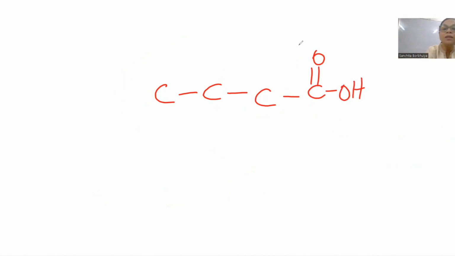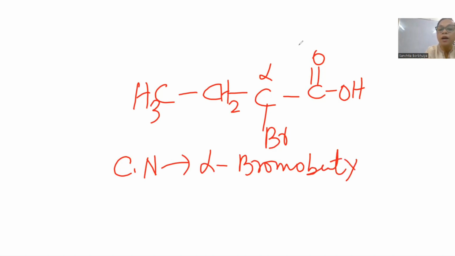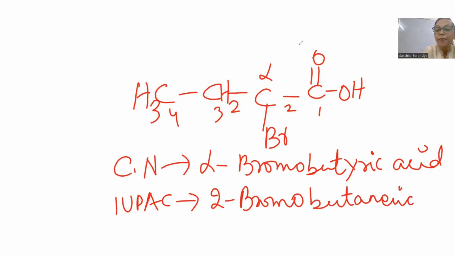Let me take up another acid, which is, yes, let's put a bromo somewhere here. Which carbon is this? It is the alpha carbon. I hope you remember. So the common name would be alpha bromo butyric acid. Yes. And should I write the IUPAC? I don't think so. You know it. So it is 1, 2, 3, 4. So it is 2 bromo butyric acid. Right?